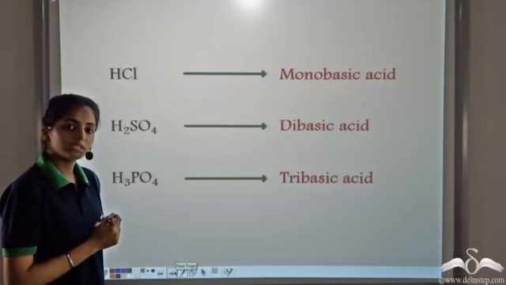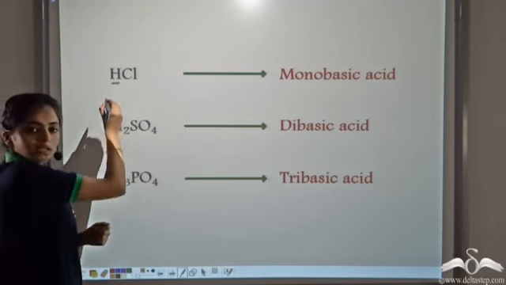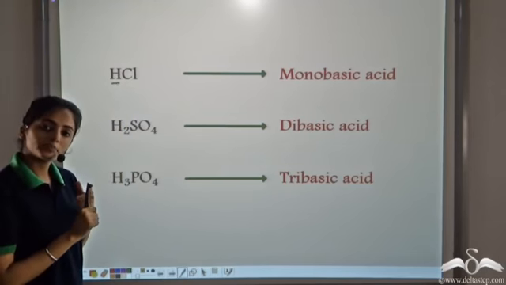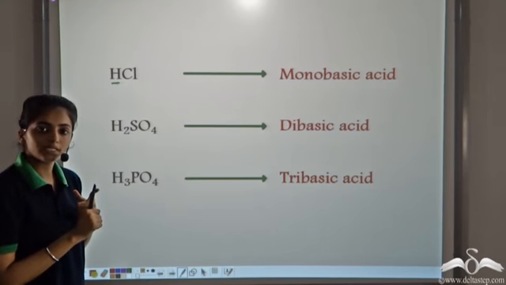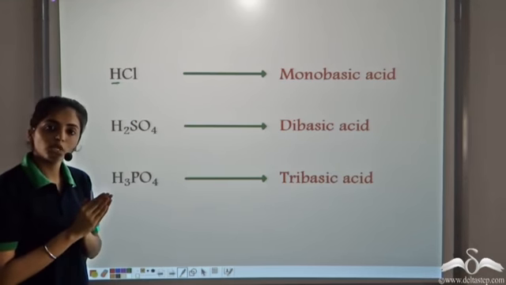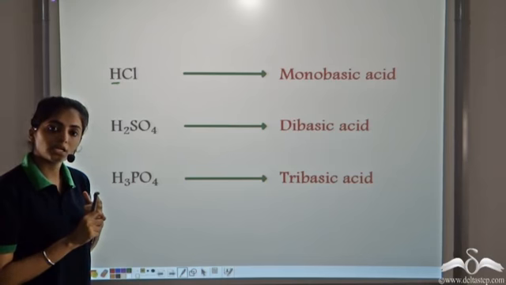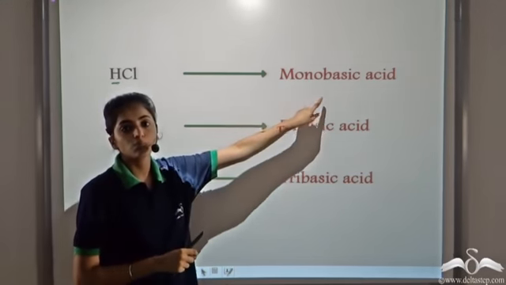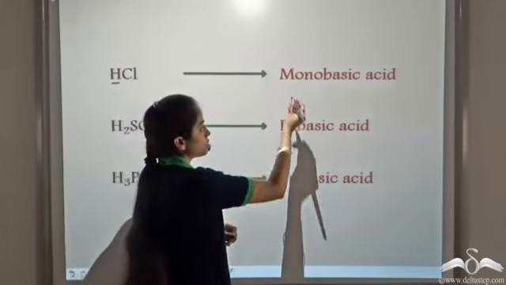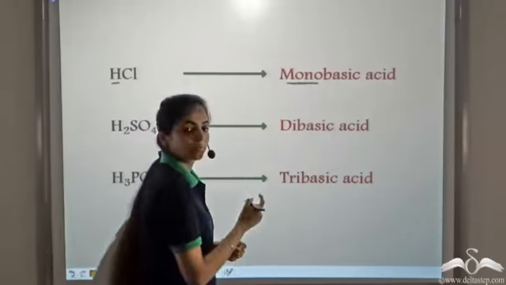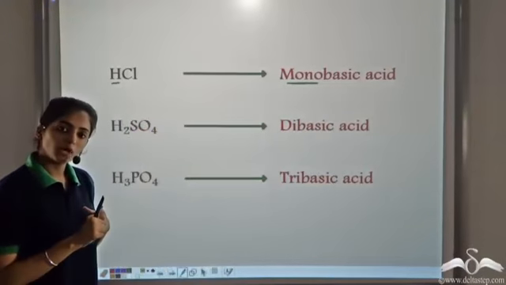So what did we see? In case of HCl, it produces one H plus ion or one H3O plus ion. So it needs one OH minus ion to completely neutralize it. Therefore, it is monobasic. Mono means one. So the basicity of HCl is 1.